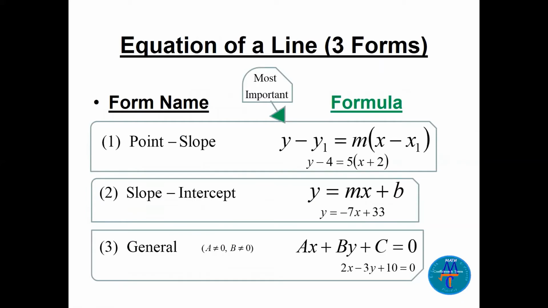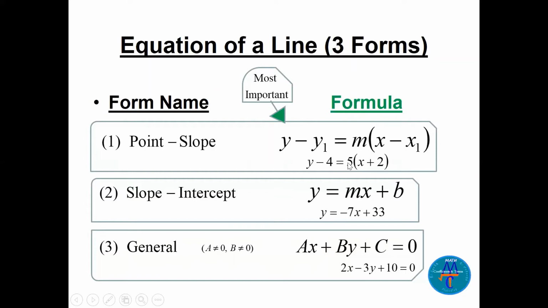Now we have 3 forms of the equation of the line. If we have a line, then there is an equation that has x and y in it. We have 3 forms here. Just be careful. Y minus y1 is equal to m times x minus x1. That's the most important formula in this lecture. Y minus y1 is equal to m times x minus x1. So m is the slope. x1, y1 is a point on the line.